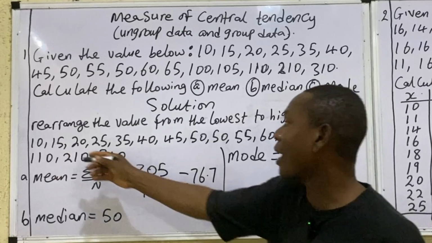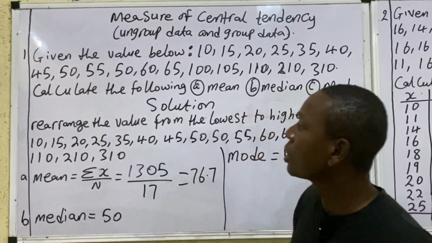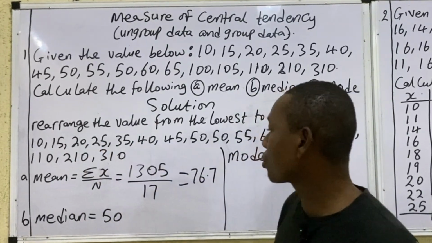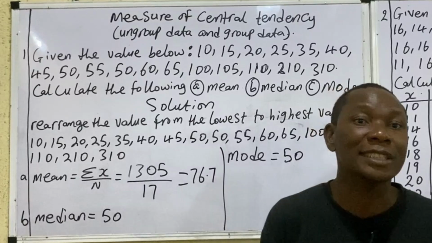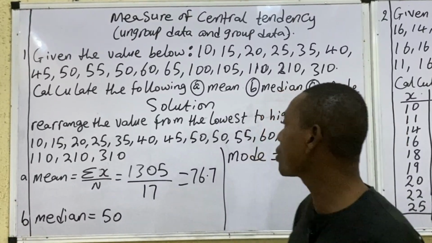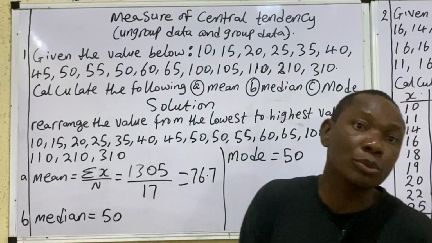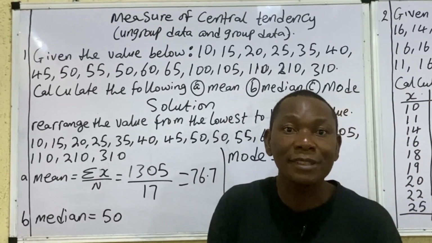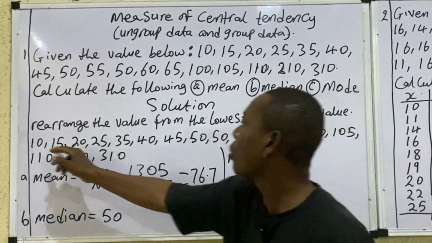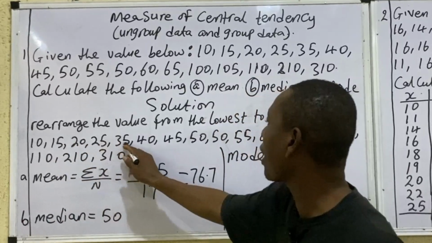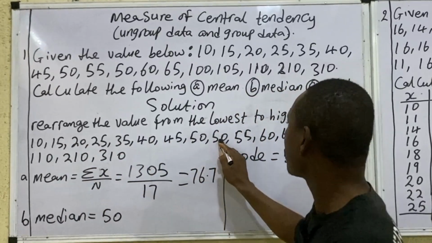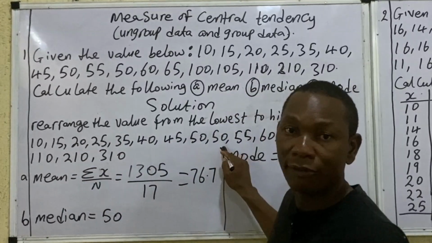Alright, so we have arranged our data from the lowest value to the highest value. So let's now get the median. The median is the middle number. In this case, we have 17 values, and the middle number will definitely be the 9th value. So let's count. 1, 2, 3, 4, 5, 6, 7, 8, 9. This is the 9th value.